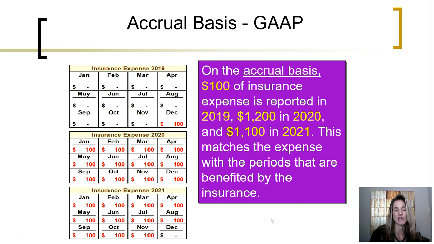Following the accrual basis, $100 of insurance expense is recorded and reported in 2019, $1,200 of insurance expense is recorded and reported in 2020, and $1,100 of insurance expense is recorded and reported in 2021. This method is matching the insurance expense incurred in each of these years with the revenues that insurance expense helped earn. Thus, we have a better measure of profits by recording the insurance expense during the periods it is incurred.